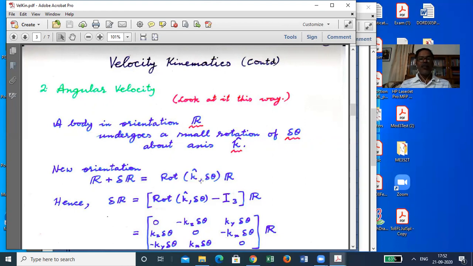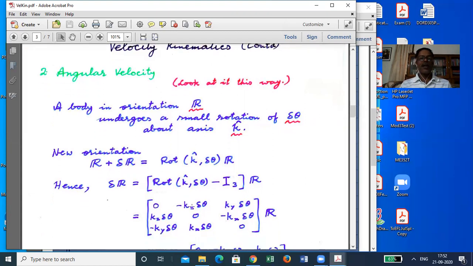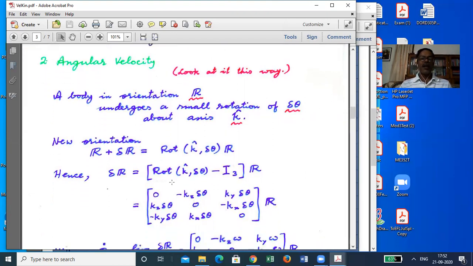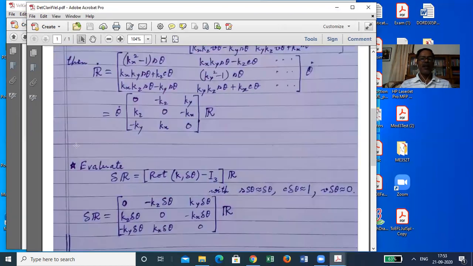Okay, actually now you want to evaluate this delta r. So this delta r would be this thing minus the original r. Get it here? So this matrix into r minus r itself, which is identity into r. So taking r common, you get like this. And now another interesting thing is that this is actually this, and for that we go to the clarification analysis again.